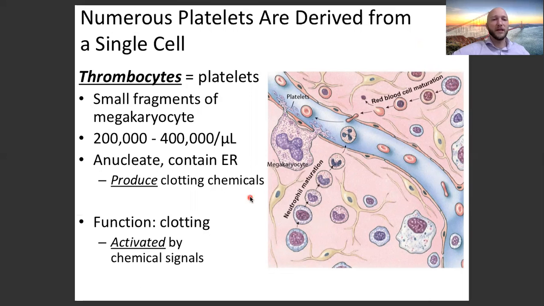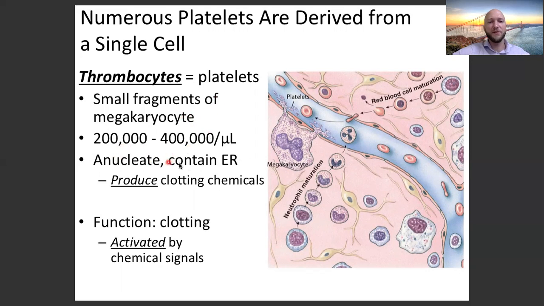Thrombocytes, or platelets. Numerous platelets are derived from a single cell. If you think back to hematopoiesis, we talked about how the pluripotent hematopoietic stem cell becomes a megakaryocyte. And then that megakaryocyte fragments, and its fragments become platelets.